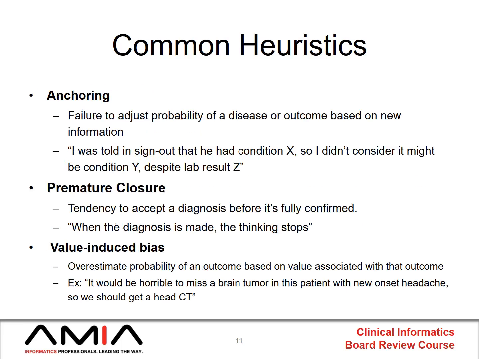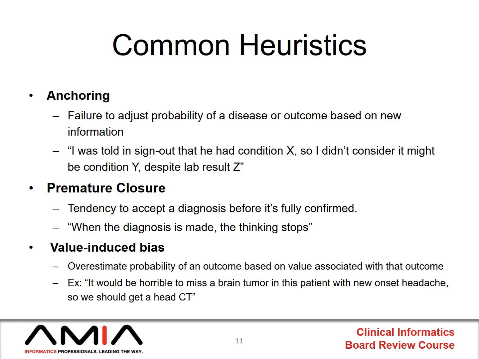These are the last three heuristics or cognitive biases that we're going to cover. The first one is called the anchoring bias, which is the failure to adjust the probability of a disease or outcome based on new information. And interestingly, this is the one that is associated with conditions like sleep deprivation. So if a resident has been on call for 36 hours, he or she is actually less able to assimilate new information than they would have been had they not been sleep deprived.